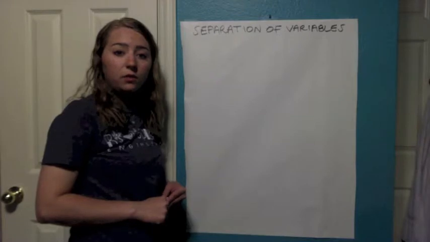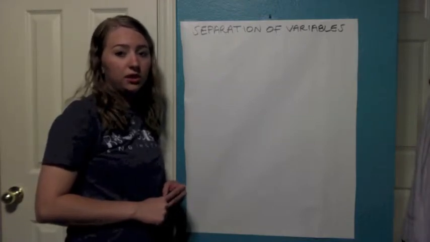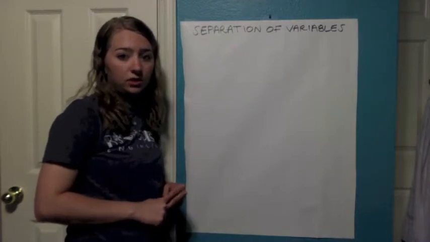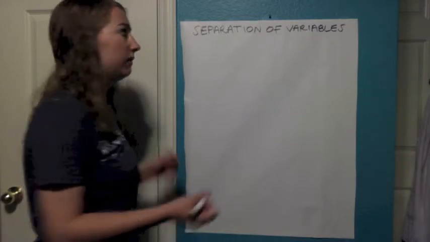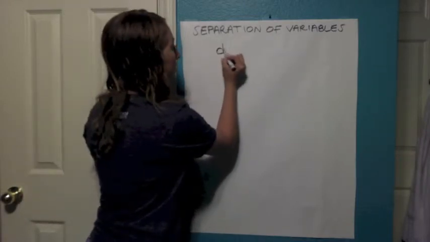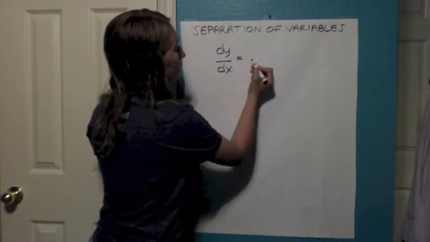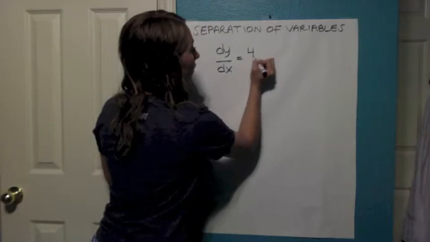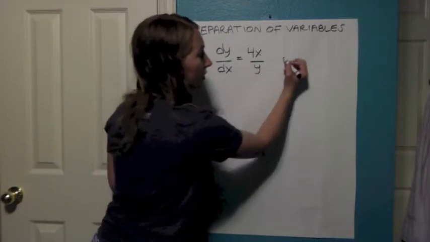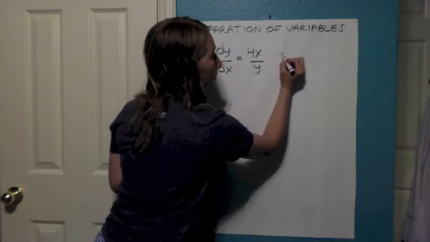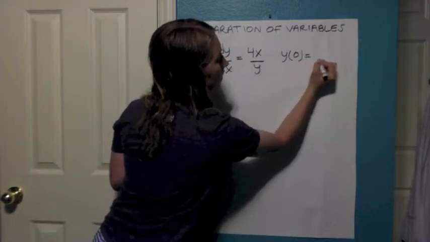If you are given an equation in which the derivative of a function is equal to some other function, you can determine the original equation by integrating both sides. For example, if you're given dy over dx equals 4x over y with the initial condition y of 0 equals 5.